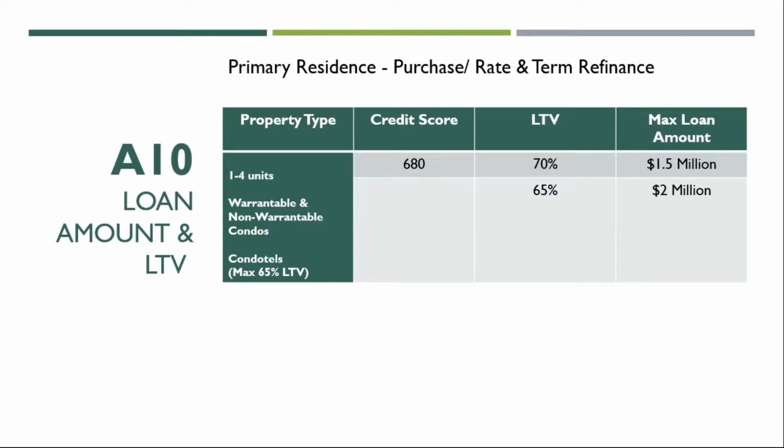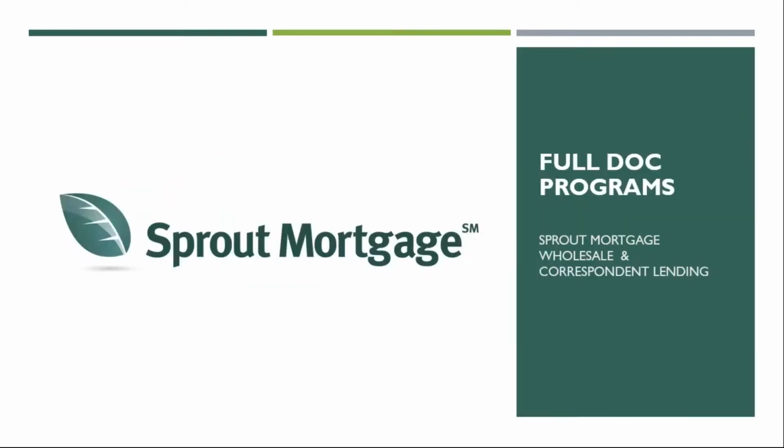So on the A10, the LTV and loan amount matrices will be included again in the presentation. The minimum FICO score is 680. The LTV is 70% at a max loan amount of 1.5 million. And refer to that matrix for variances in regards to max LTV, FICO, and loan amount. All right, let's move into our full doc program.